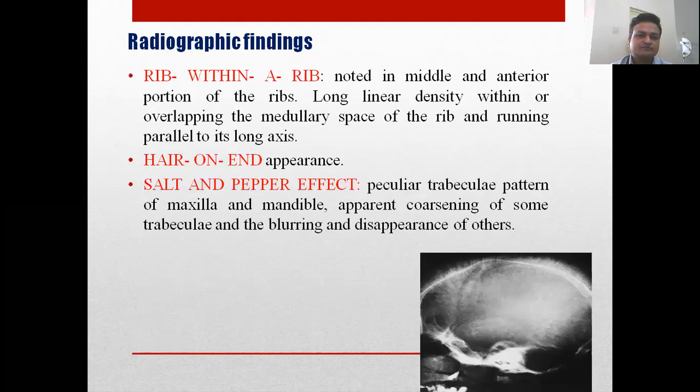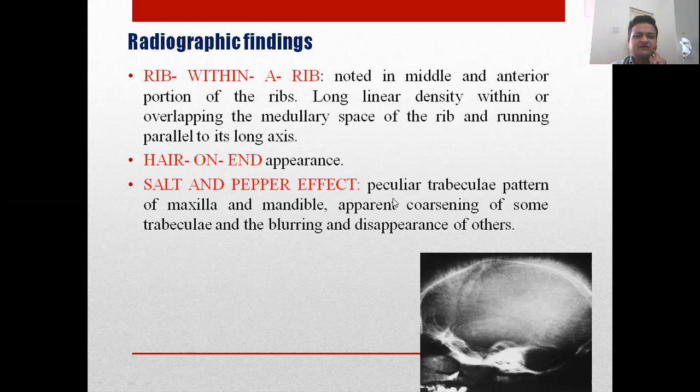Okay. Radiographical findings. Suppose in the middle and anterior portion of the rib, there is a long linear density within or overlapping the medullary space of the rib and running parallel to its long axis. जो एक्सिस होता है रिब्स का, लॉन्ग एक्सिस से completely parallel रहता है. Hair-on-end appearance, हेयर ऑन एंड, देखो ऐसा दिखता है. X-ray looks of the head है, देख लो कैसे दिखता है.